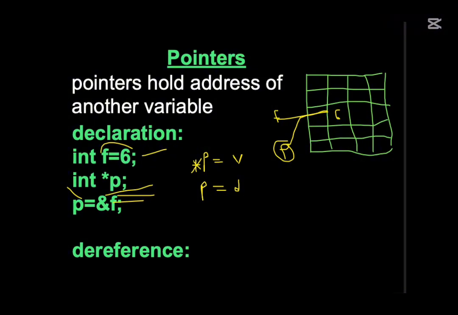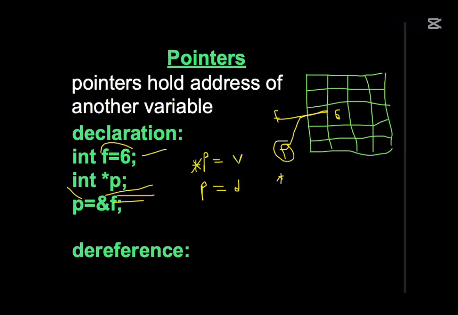So now let's say I want to make changes. So this asterisk allows us to access what is here. So p, what p does is it stores the address.